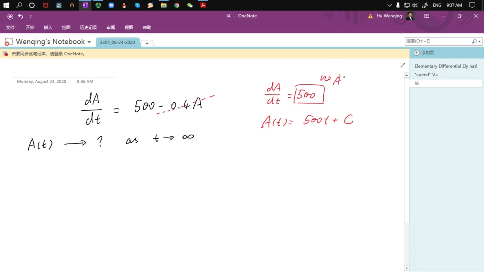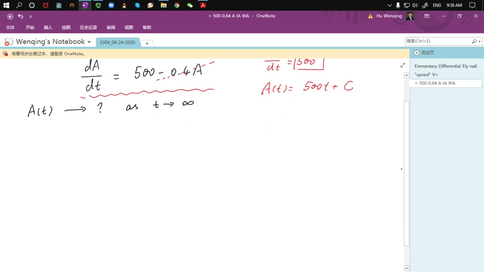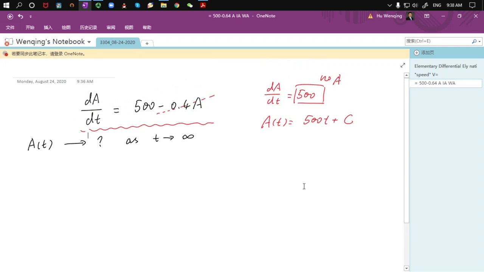But in general, a differential equation looks like this: both the left-hand side and the right-hand side of the equation have the same quantity A, which you don't know. The unknown quantity appears on both sides of this equation. That gives us trouble, because we don't really know how to solve such a differential equation. So it's hard.